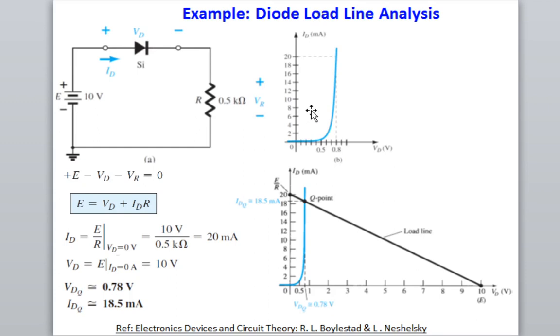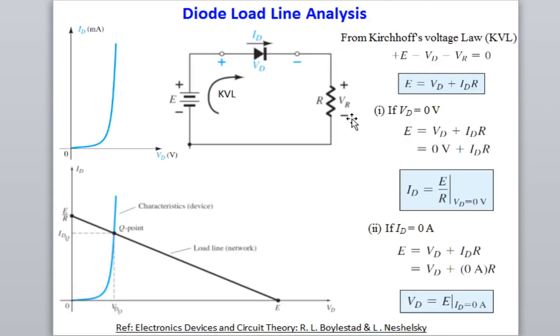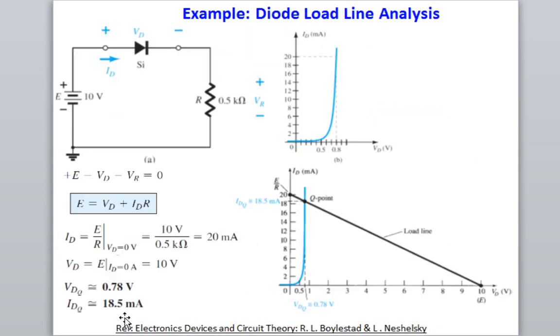Now you have been asked to determine the Q point of this diode. Q point means quiescent point, or VDQ and IDQ. IDQ and VDQ are basically the Q point. You are asked to find out the VDQ and IDQ.